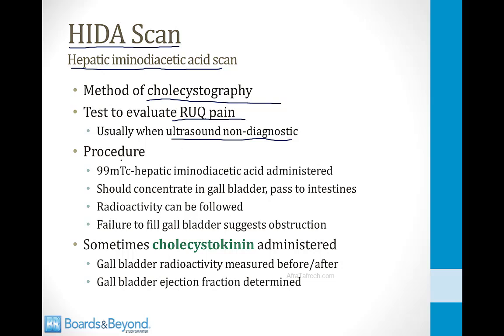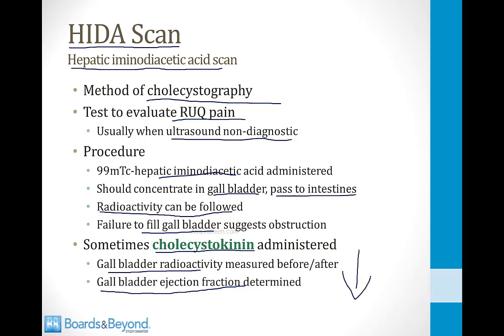The way you do a HIDA scan is you administer radio-labeled HIDA to the patient, and HIDA will concentrate in the gallbladder and pass to the intestines, and you can follow the radioactivity. If the HIDA does not fill the gallbladder, this suggests there's some type of obstruction to bile concentrating in the gallbladder. Additionally, we sometimes administer cholecystokinin after we've given HIDA to the patient. You can measure the gallbladder radioactivity before and after cholecystokinin is administered, and in doing so, you can determine a gallbladder ejection fraction. And if the gallbladder ejection fraction is very low, it suggests the patient may have gallbladder insufficiency, and sometimes those patients benefit from gallbladder surgery to remove their gallbladder.